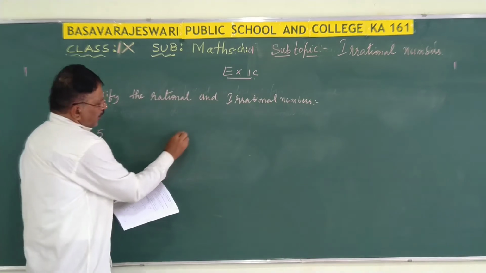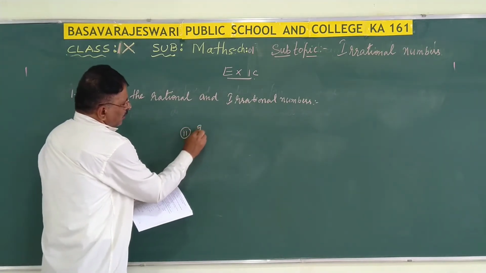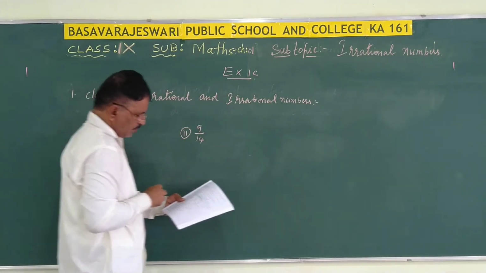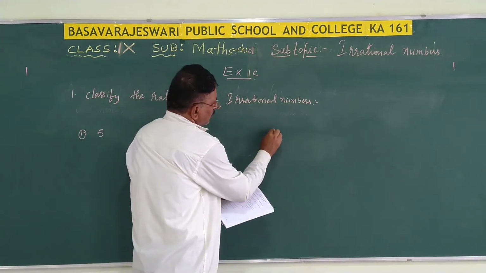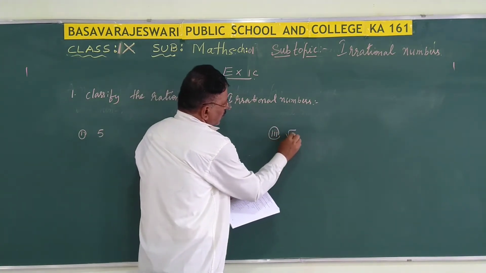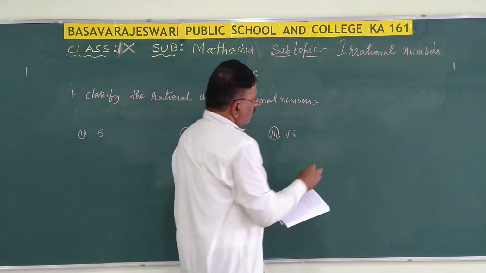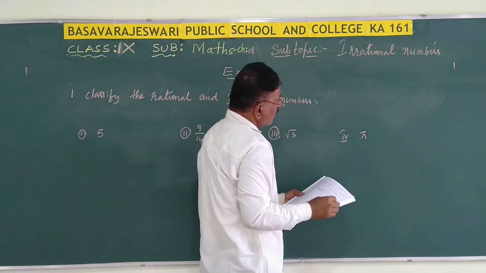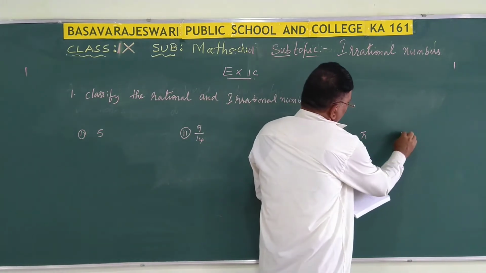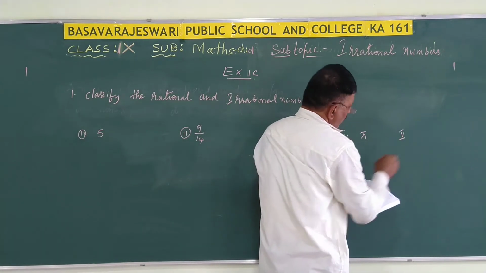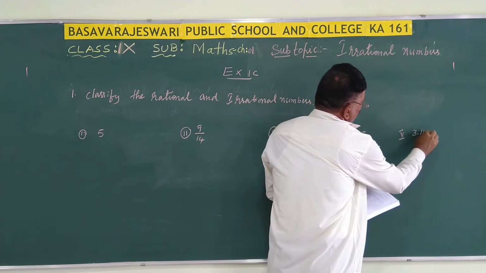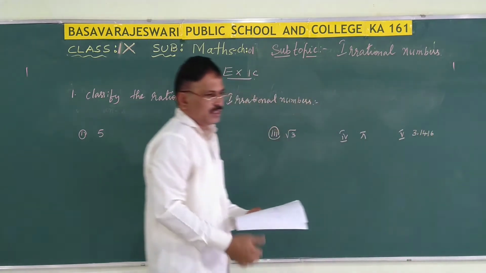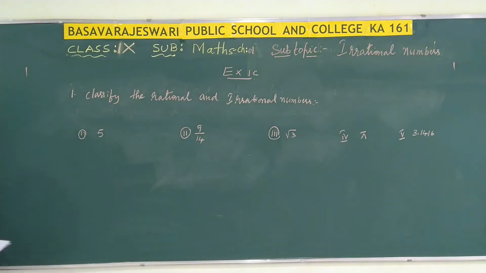First, 5. Second question he has given 9 by 14. Third question he has given root 3. Then fourth question is pi, and fifth question is 3.1416 etc. So I have taken the first 5 questions. Just please note this down.